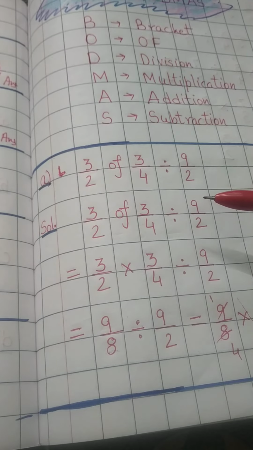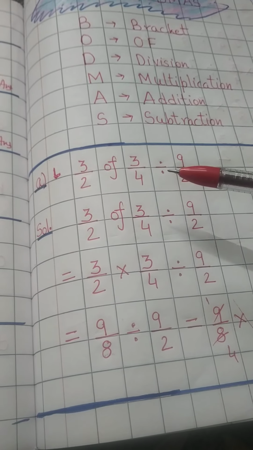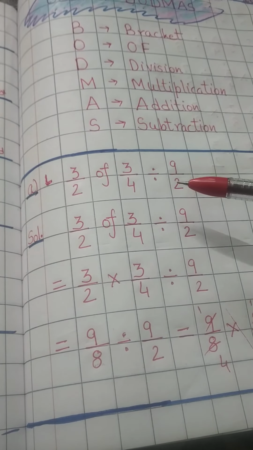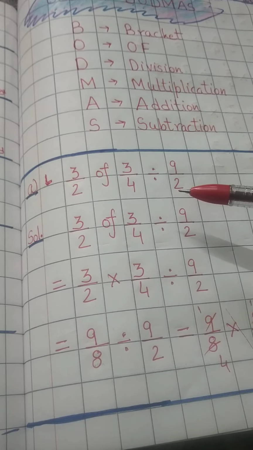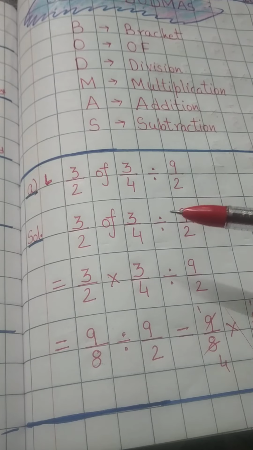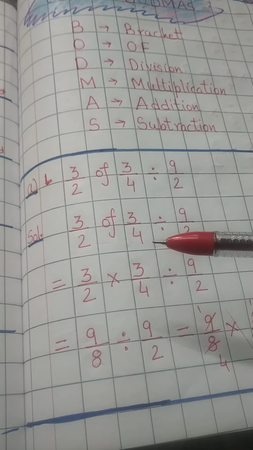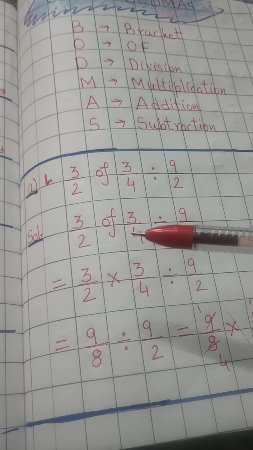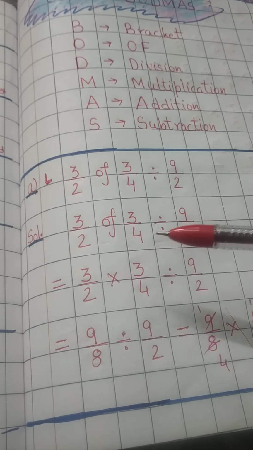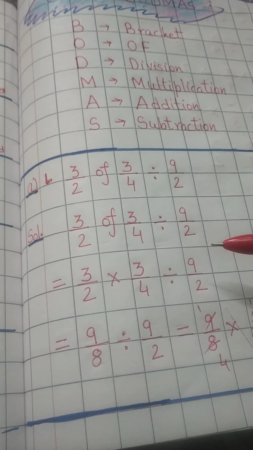The first question I have taken is 3 upon 2 of 3 upon 4 divided by 9 upon 2. First you have to check and observe the question attentively. The solution you will write: first step is to copy the question, 3 upon 2 of 3 upon 4 divided by 9 upon 2. While copying the question you will easily make sure which step you have to do first, and you will revise the topic you have done in a quick moment.